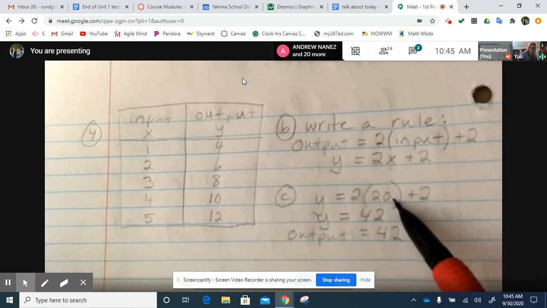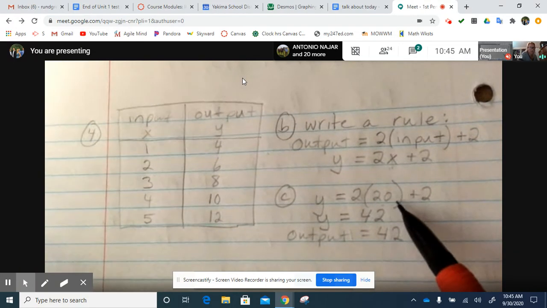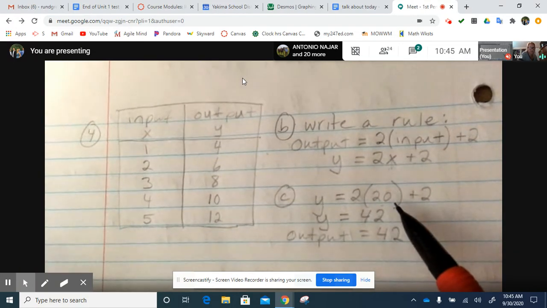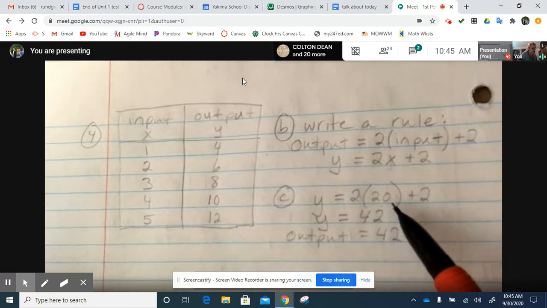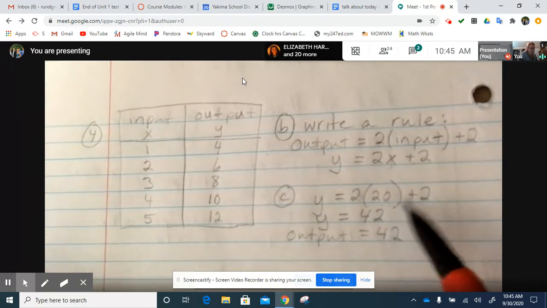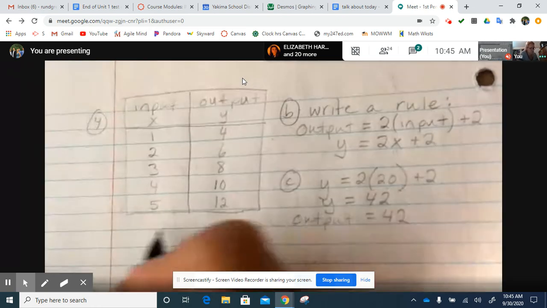So then it said, explain how you did it. So here's some easy points. Just don't forget to do it when you're doing your test. Explain how you did it. You can say something simple like, I put 20 in for the input.